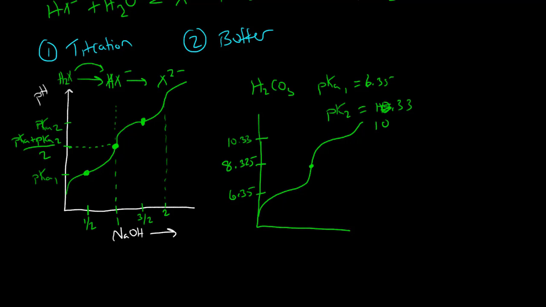So in terms of predicting what a titration curve for a di or tri or polyprotic acid looks like, these are the things you want to think about. We know that for every acid dissociation reaction we have a pKa, and each pKa has a buffer range, right? So we have our first buffer range centered around 6.35, our second buffer range centered around 10.33, and the pH in the middle at the equivalence point is the average of these two.